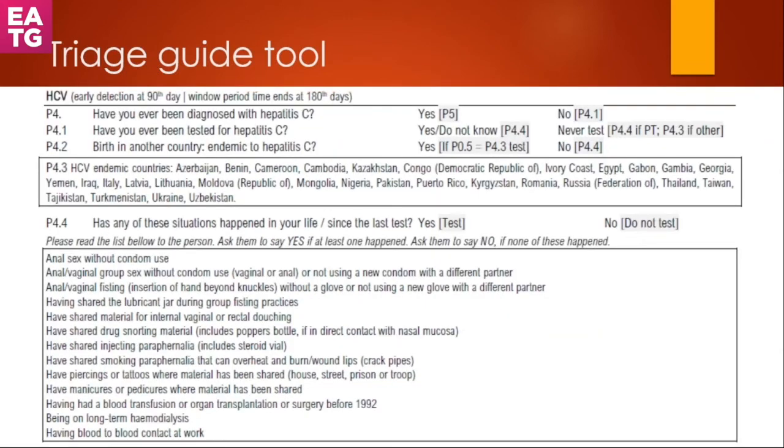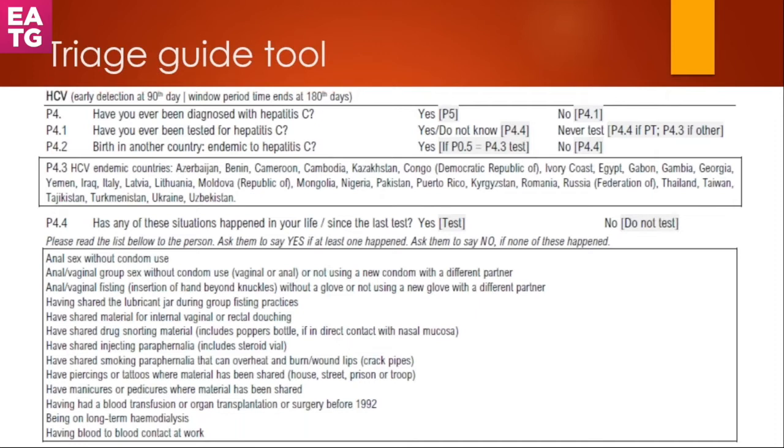Going for hepatitis C infection, the first question is, have you ever been diagnosed with hepatitis C? If yes, it is the same question as for HIV and hepatitis B regarding linkage to care. If it's no, we go to the question, have you ever been tested for hepatitis C? If yes or I don't know, we go to question 4.4 that asks for all the situations that happen in your life or since the last test.